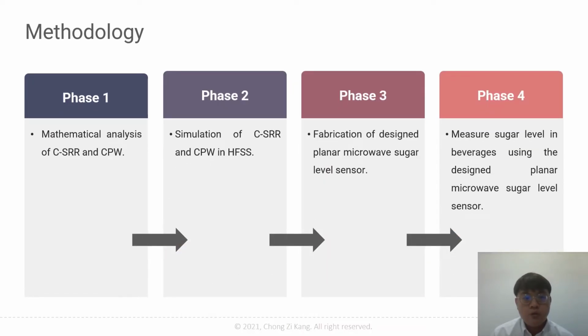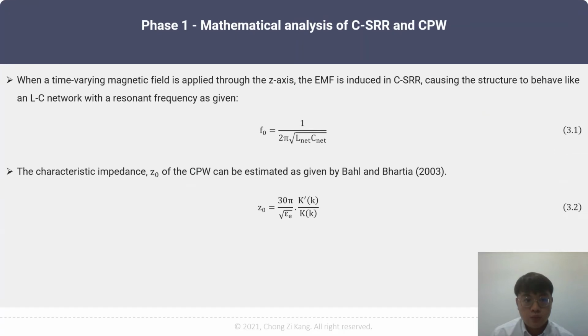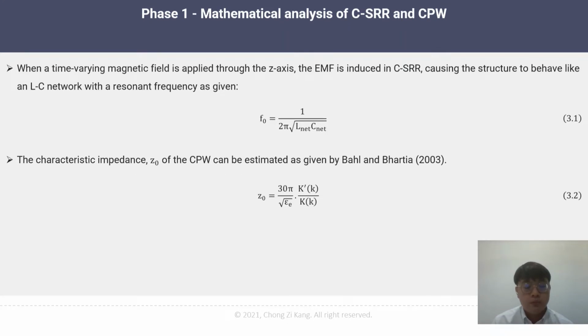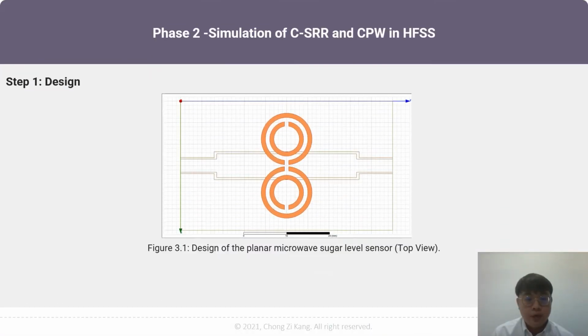And there are a total of 4 phases in this project. During the mathematical analysis of the circular split-ring resonator and the coplanar waveguide, there are two important parameters that need to be calculated. One is the resonance frequency and the other one is the characteristic impedance. Then, there are a total of 5 steps in phase 2.